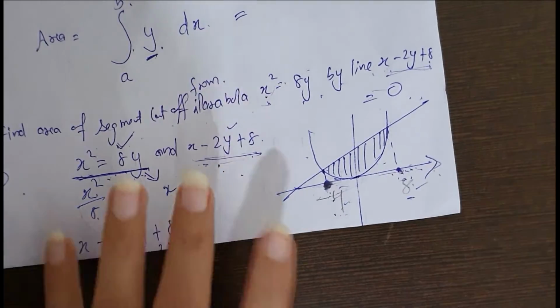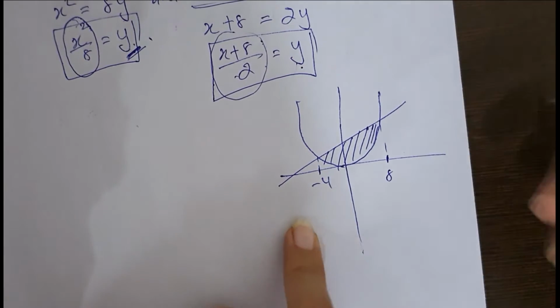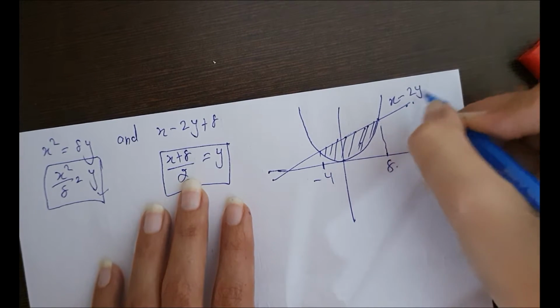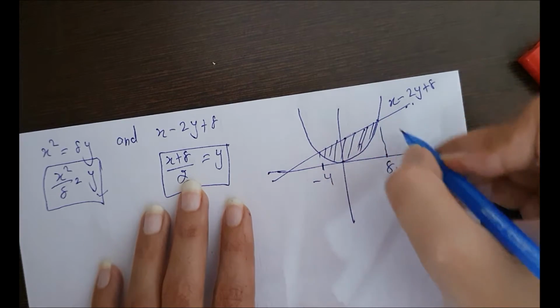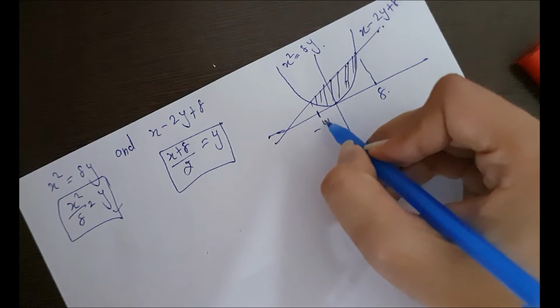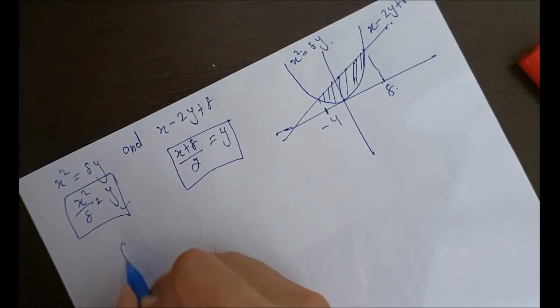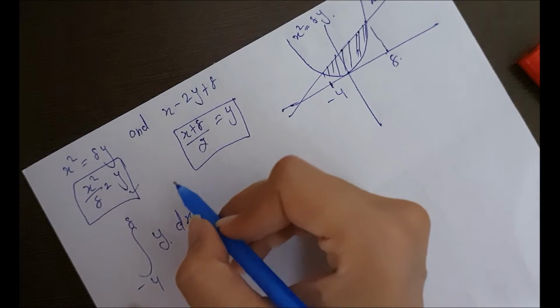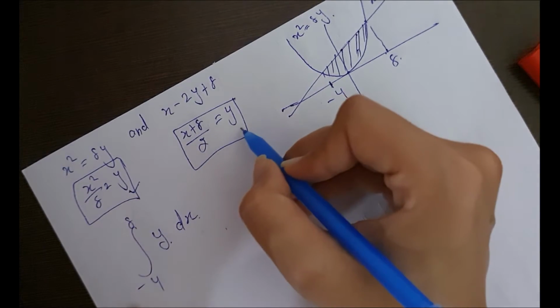This is a curve. I draw it again. So this is the curve. The equation of this line is, and the equation of this curve is. To find the area of this part, we have to integrate from minus 4 to 8. We have to put the value of y here so that we get a function of x. The problem is which value of y we have to put here.